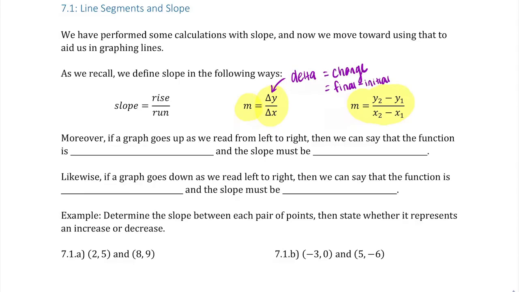So if a graph goes up as we read from left to right, we could say that the function is increasing, and the slope must therefore be positive. Likewise, if a graph goes down as we read left to right, then we can say the function is decreasing, and the slope must be the opposite as well, which is negative. Sorry for my bad writing, as always.